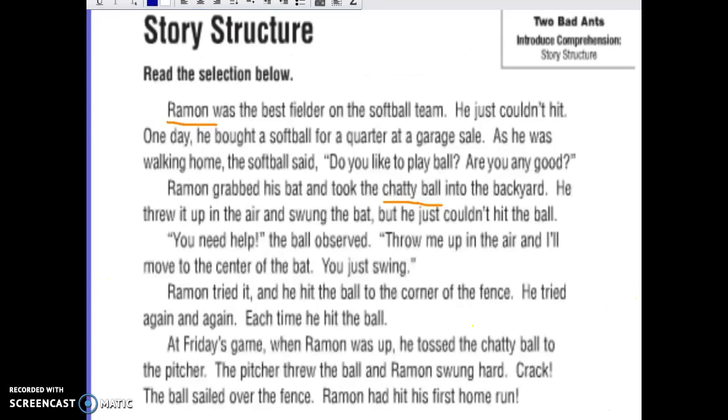Next, we're going to look for the problem. What was going on in the story? What was happening to Raymond that he wanted to fix or change? What was his problem? Oh, I'm sorry. First, we need to look at the setting.